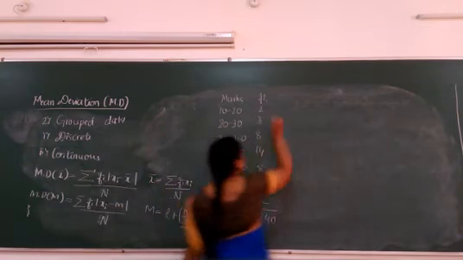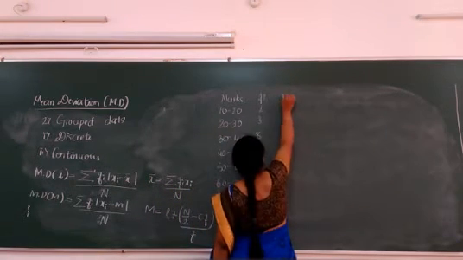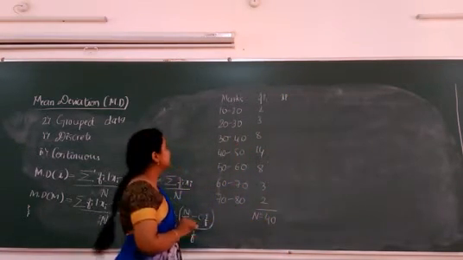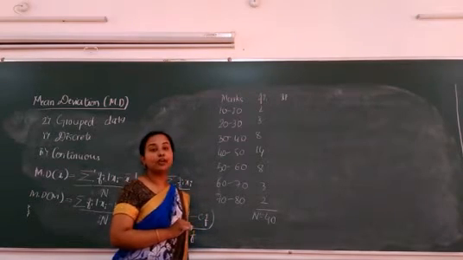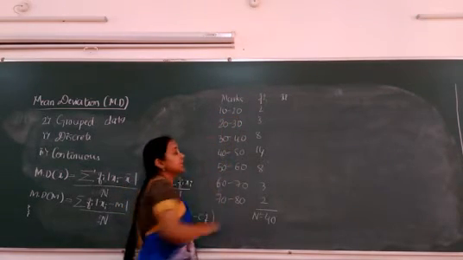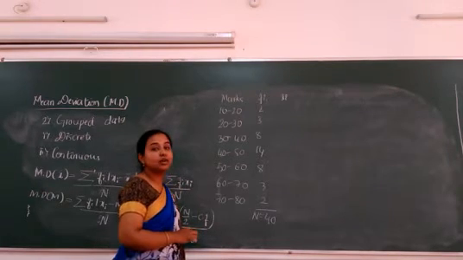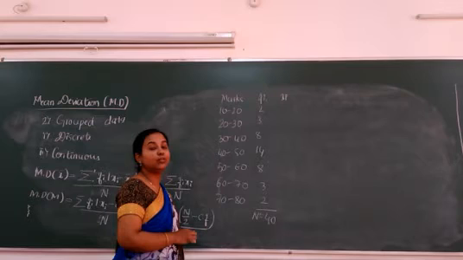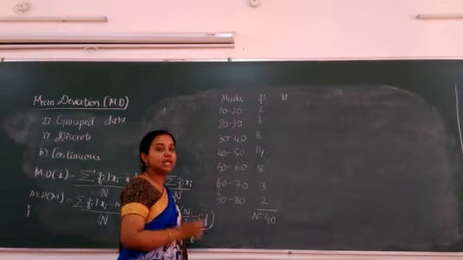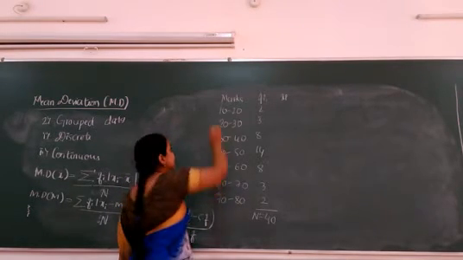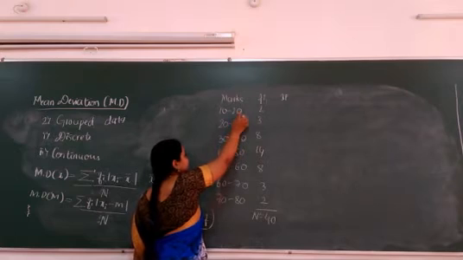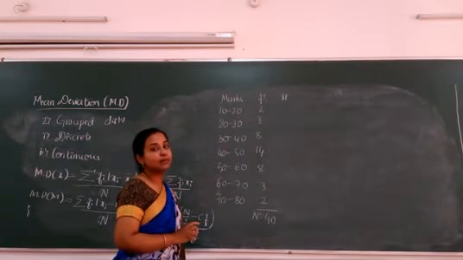Now let us understand how to calculate these xi's. The xi is always the middle point of the interval. For example, for 10 to 20, what is the middle point? It will be 15. You might be thinking, how did you calculate that, ma'am? Just use your common sense: 10 plus 20 is 30, 30 divided by 2 is nothing but 15.